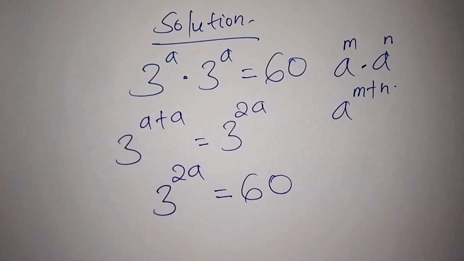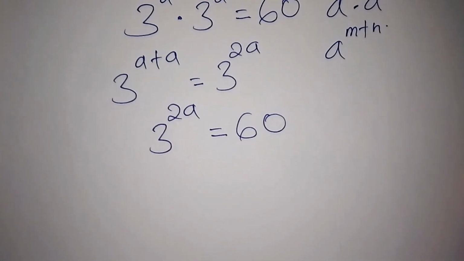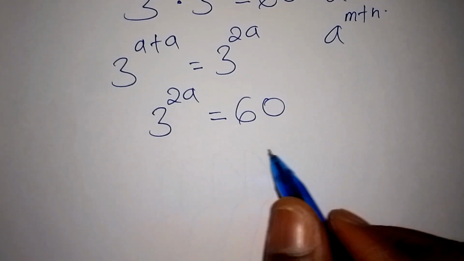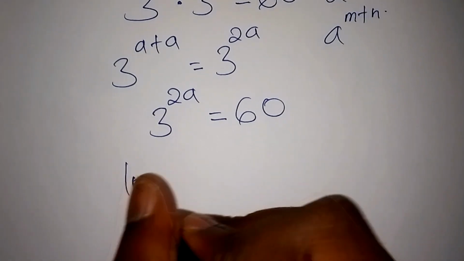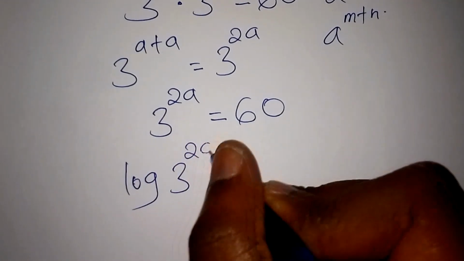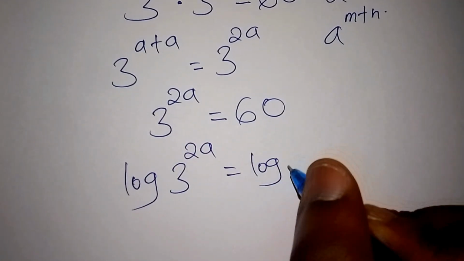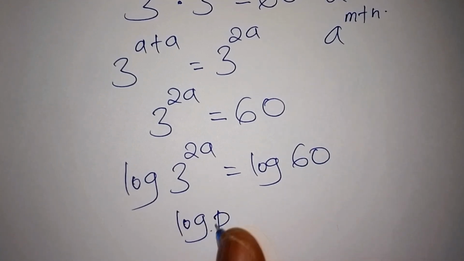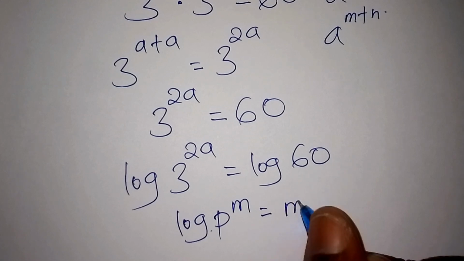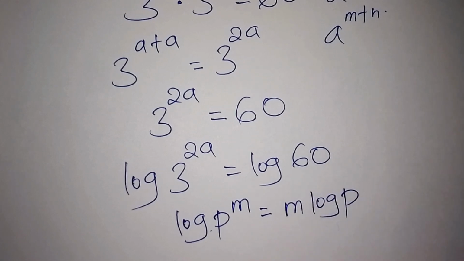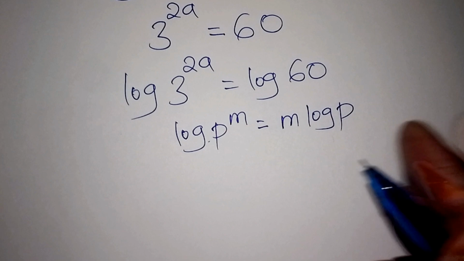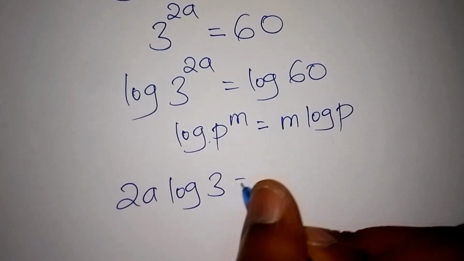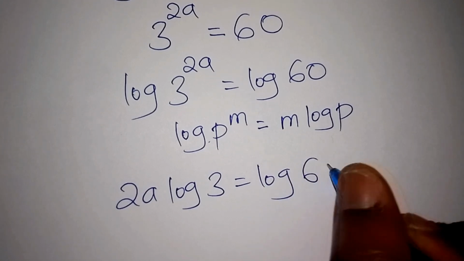So let's work it out by finding the value for a. How do we find the value for a? It's simple. The best way of working out this maths Olympiad question is to introduce the log from both sides. So here we shall have the log of 3 to the power of 2a equals the log of 60. When we have the log of p to the power of m, this can be written as m times the log of p. Having said that, the log of 3 to the power of 2a can be written as 2a times the log of 3, which equals the log of 60.